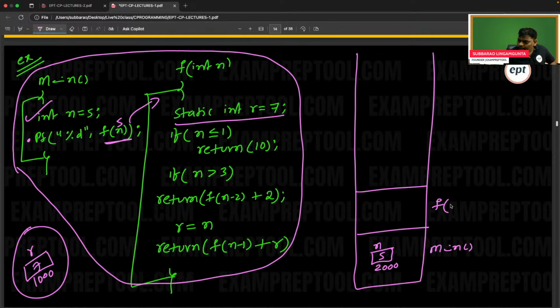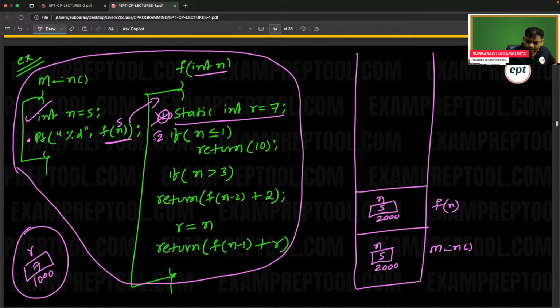f of int n, memory will be allocated. So n here, memory will be allocated. And one more thing, remember, it is not static. It is not static, so memory will be allocated. n value 5, address is 2000. That is okay. Now observe clearly the f function. First line: skip it. While running, by seeing static, the processor will skip it. So first line skipped.